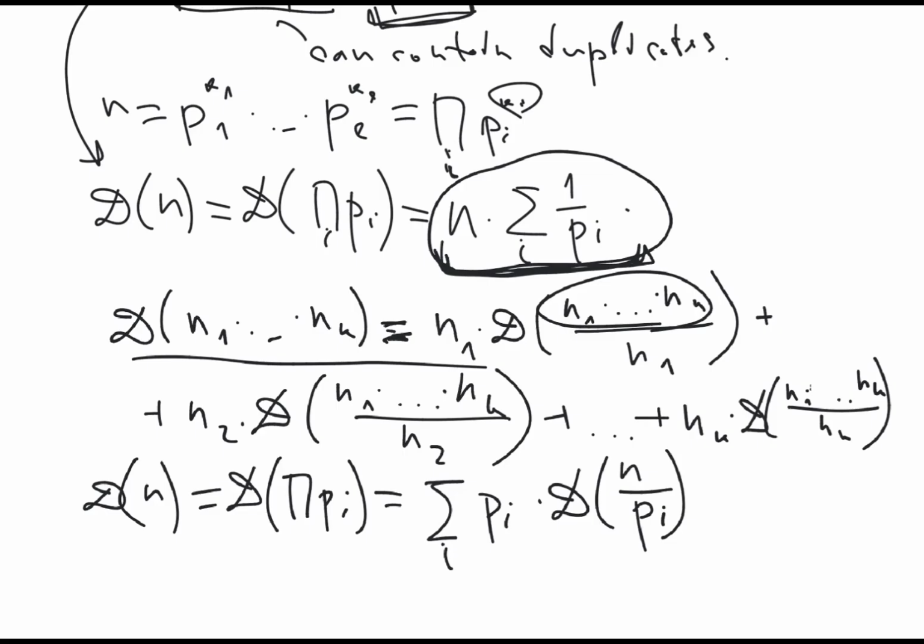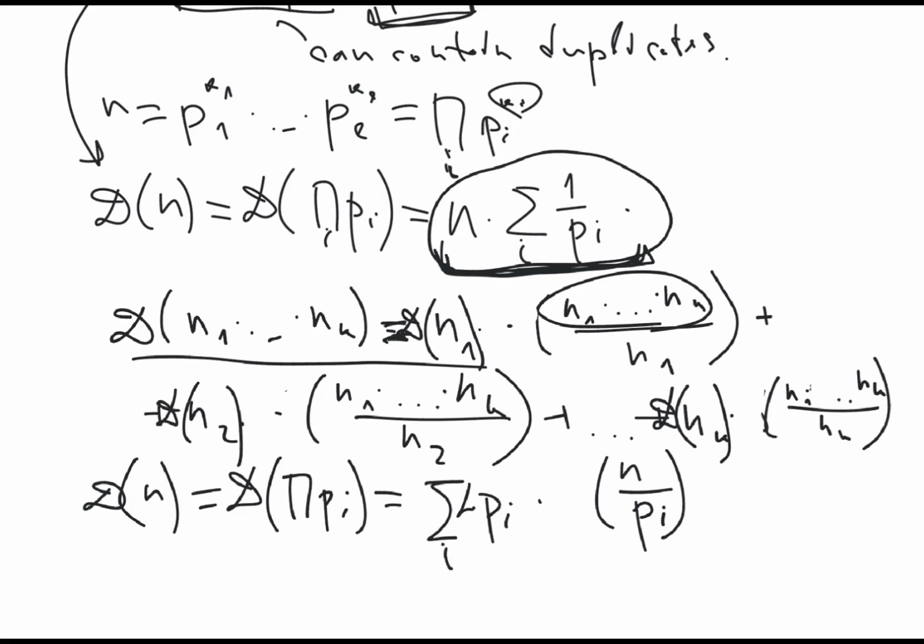Yeah, so it should be not the derivative here, but the derivative should be of n1. The derivative of n1 multiplied by this. So yeah, I mixed up the place of the derivative. So the derivative of n2 multiplied by this number and so on, plus the derivative of nk multiplied by this number. So here we have the derivative of pi multiplied by this.